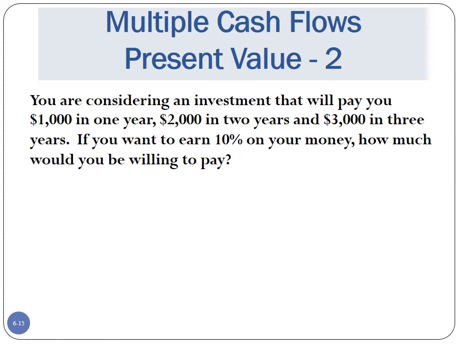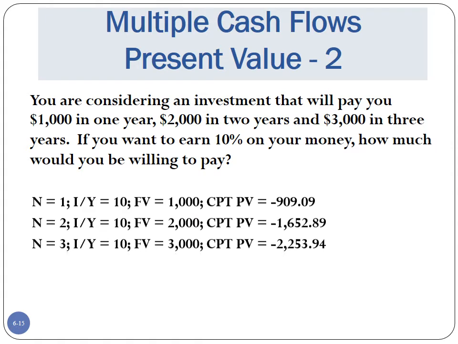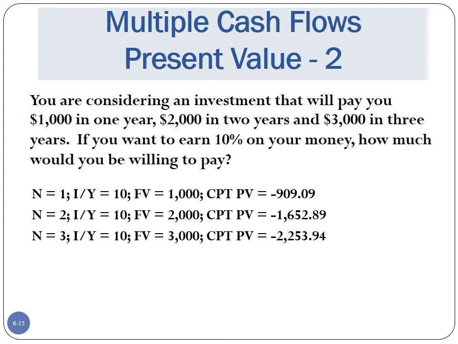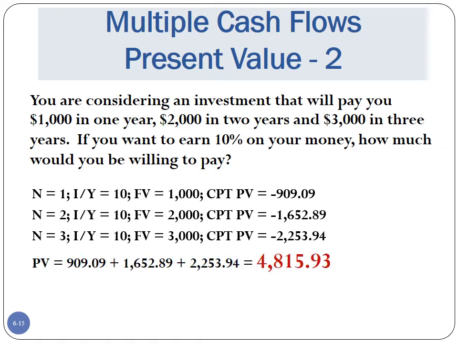Here's another example. You're considering an investment that will pay you $1,000 in 1 year, 2,000 in 2 years, and 3,000 in 3 years. If you want to earn 10% on your money, how much would you be willing to pay? So what we're looking at then is 3 separate present values discounted at the rate of 10%. Total present value is 4815.93.